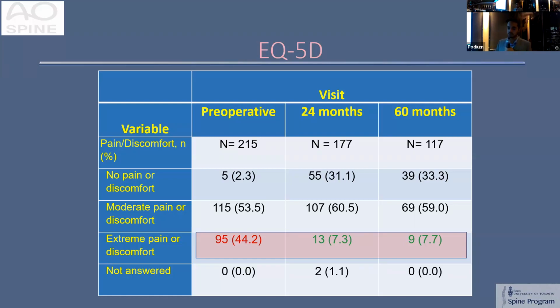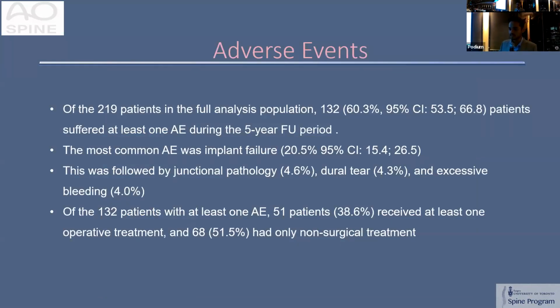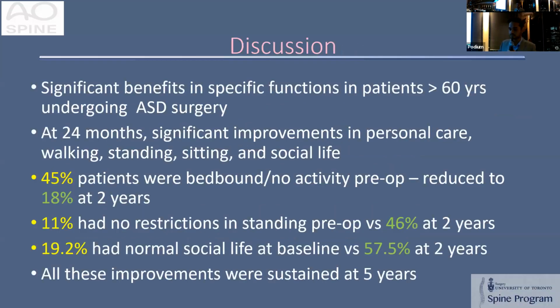About 45% of patients had extreme pain or discomfort preoperatively, which reduced to about 7% at 2 years and remained at about 7% to 5 years. Looking at the adverse events, of the 219 patients, there were 132 adverse events over the 5-year follow-up period. And the most common was implant failure, followed by junctional pathologies, dural tear, and excessive bleeding. So we found that all these patients did have significant benefits in specific functions undergoing adult spinal deformity surgeries.